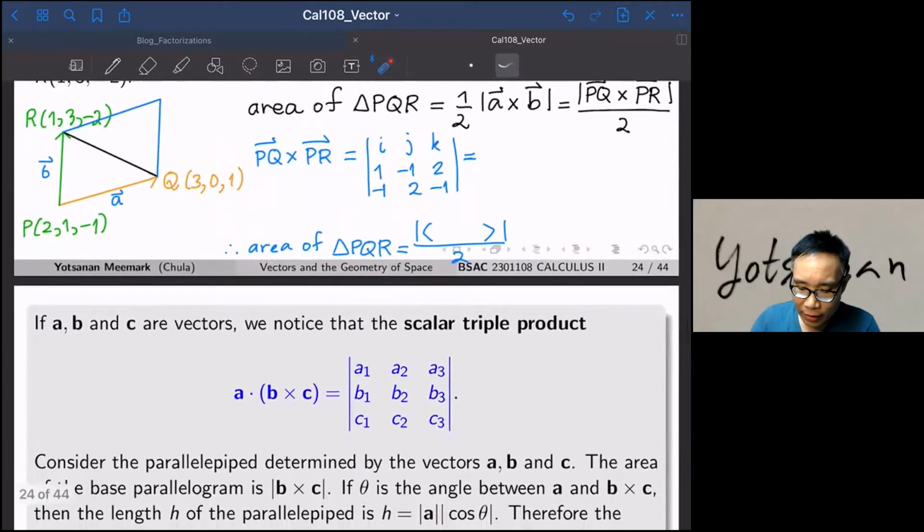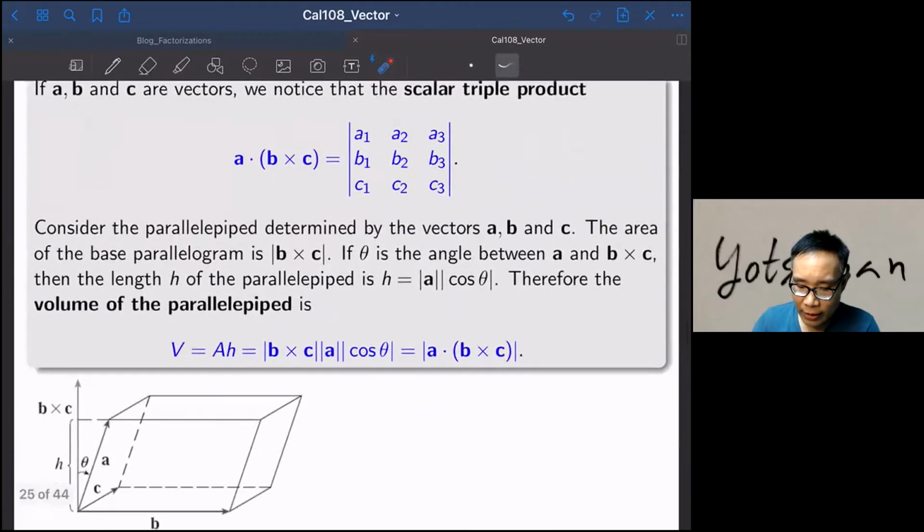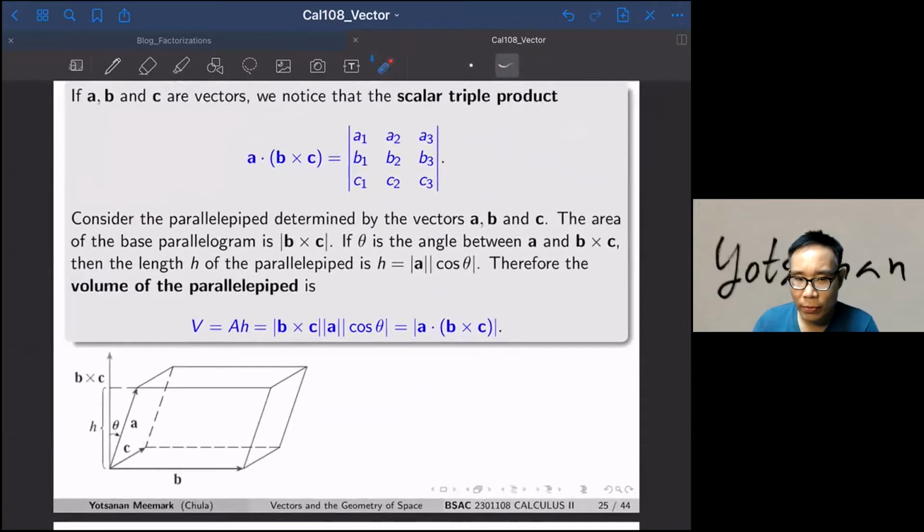Okay, the last thing is called the scalar triple product. I'm not going to use this much. However, it's given in the form of a determinant. When you have A dot B cross C, it's going to be A1, A2, A3, so vector A is the first row, vector B is the second row, and vector C is the third row.